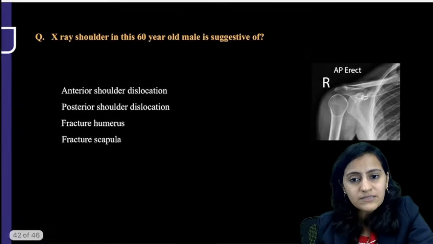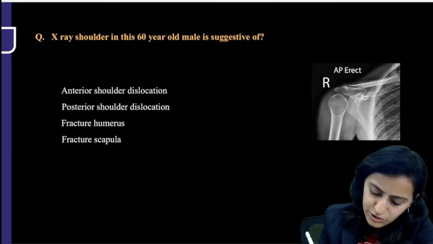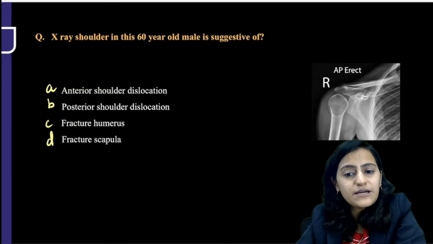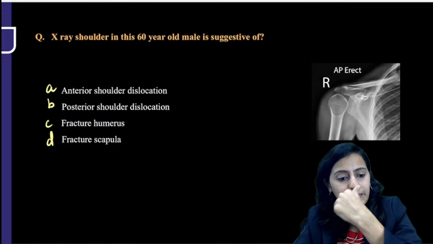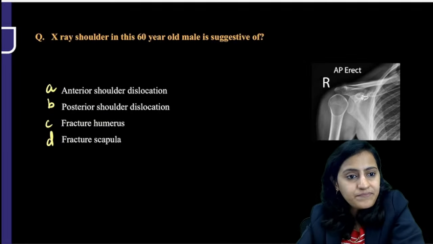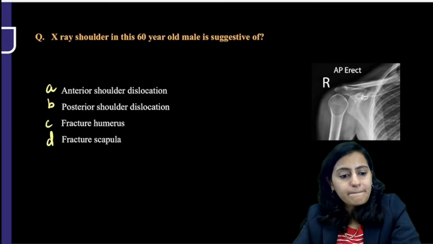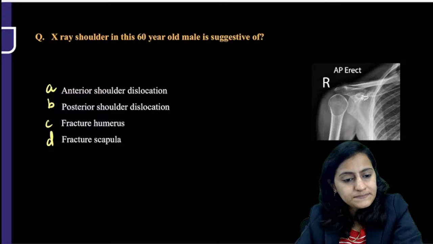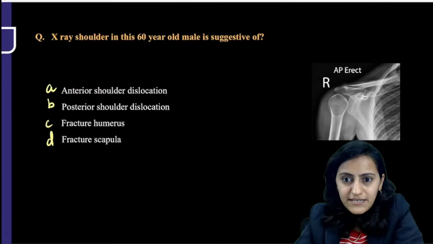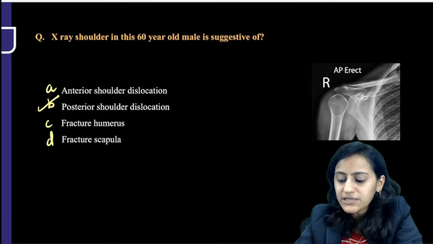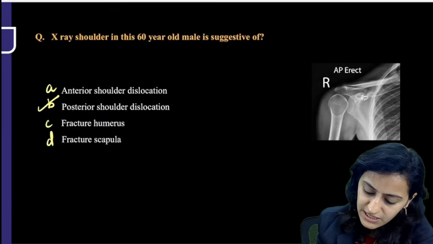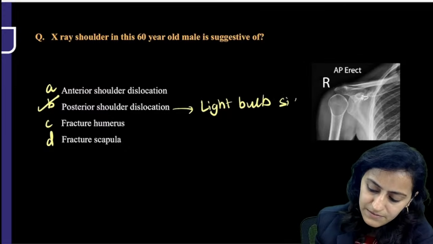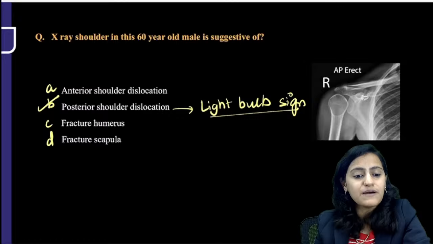Right. I believe this is the last question that we have to discuss. X-ray shoulder in a 60-year-old male is suggestive of which of the following? Very good. This is the posterior shoulder dislocation. Why do you call it the posterior shoulder dislocation? Because of the light bulb sign.